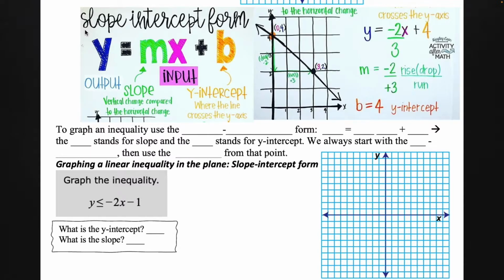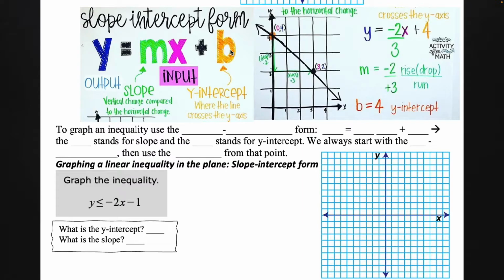So y equals mx plus b. So y is our output. So that's what we get once we have our x to input. Our slope is the m. So this is the vertical change compared to the horizontal change. And then b is our y-intercept, where the line crosses the y-axis. And this is where we start our graph.